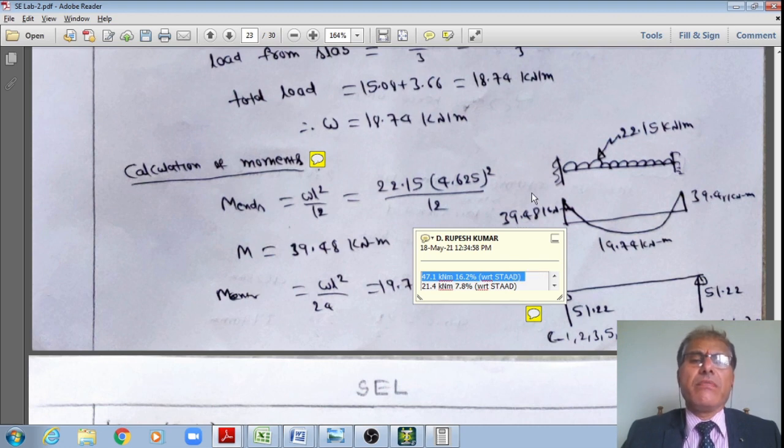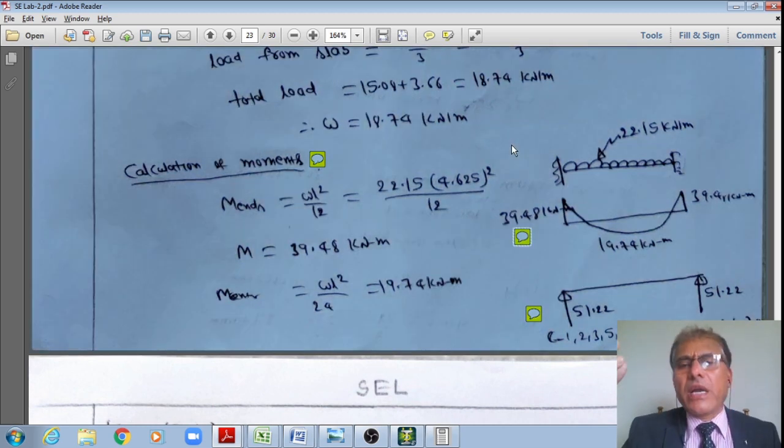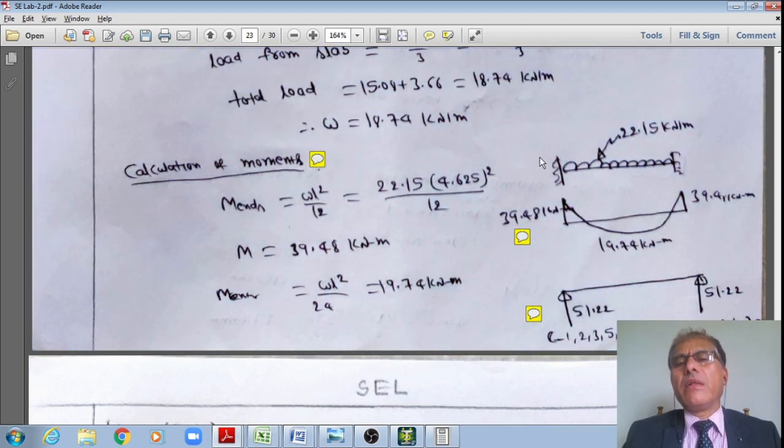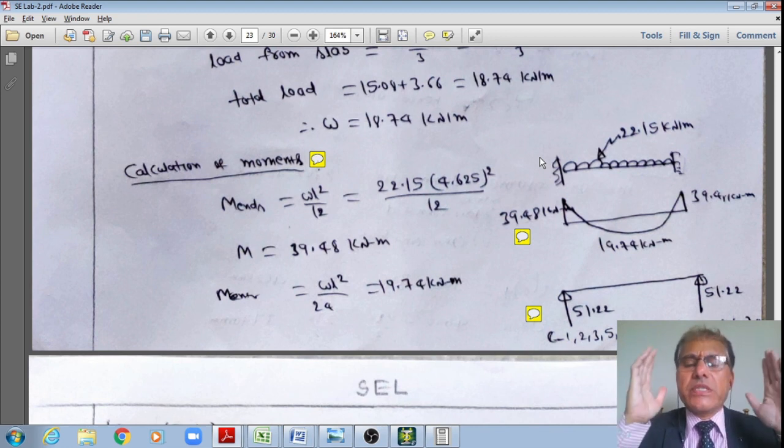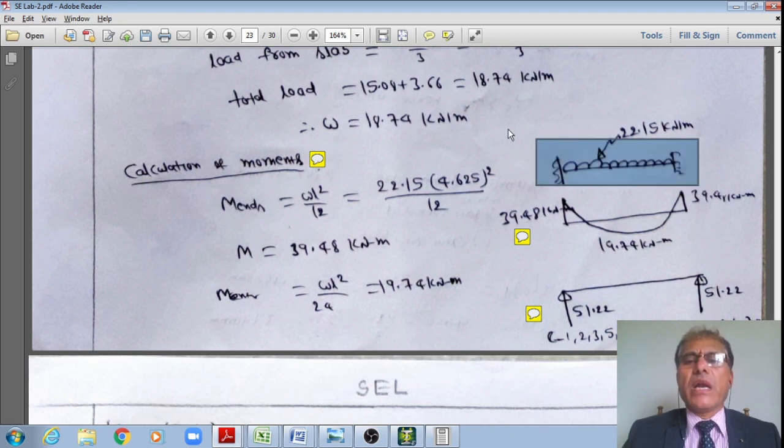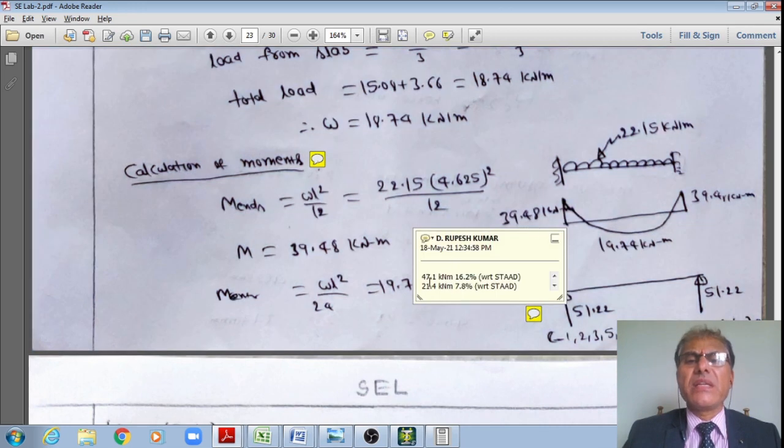Therefore, my STAAD is exact, because in the manual calculation the 3-span continuous beam is assumed as just a fixed beam. Therefore, there is a lot of change in assumption. Actually, even this 3-span continuous beam is not analyzed as a 3-span continuous beam. It is just taken as a 1-span beam for manual calculation, and that too fixed. Therefore, my STAAD result is correct, which is 47.1 kilonewton meter.